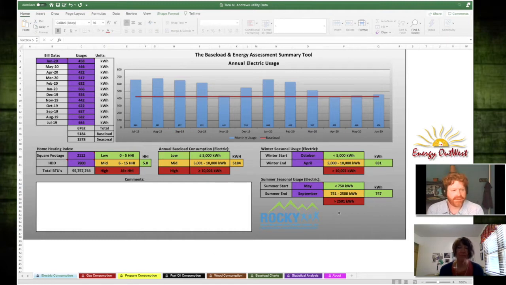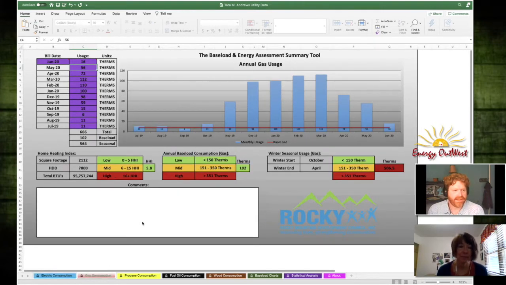Wyatt, if you wouldn't mind clicking over to the gas page, we can see how that works. Now in Tara's home, we have gas and electric. Those are our two fuel sources. If there were some propane or fuel oil or wood or pellets, we would see those on the other tabs down below, but this home is just electric and gas. So as we look through this page, we're noticing that we have all of our inputs in there, and we have our base load line.